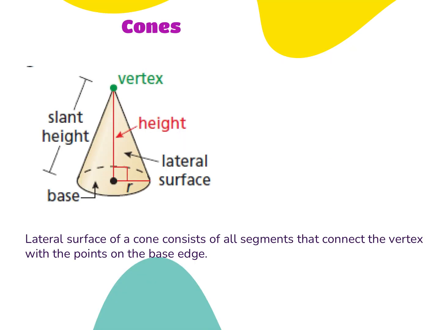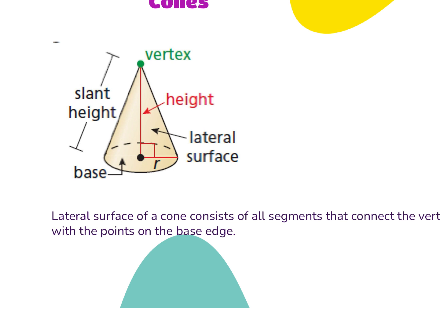So here's a picture of a cone. Up at the top, this is the vertex of the cone. Then our base shape is a circle. The height is going to be that perpendicular segment that goes from the vertex down to that circle base.